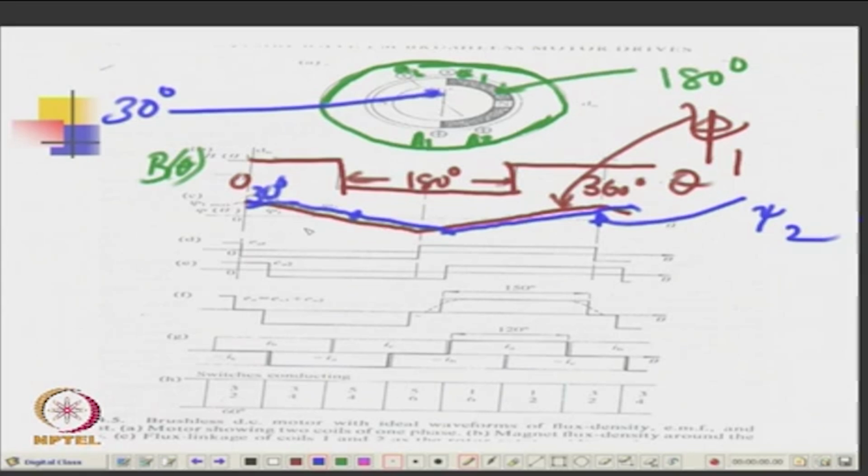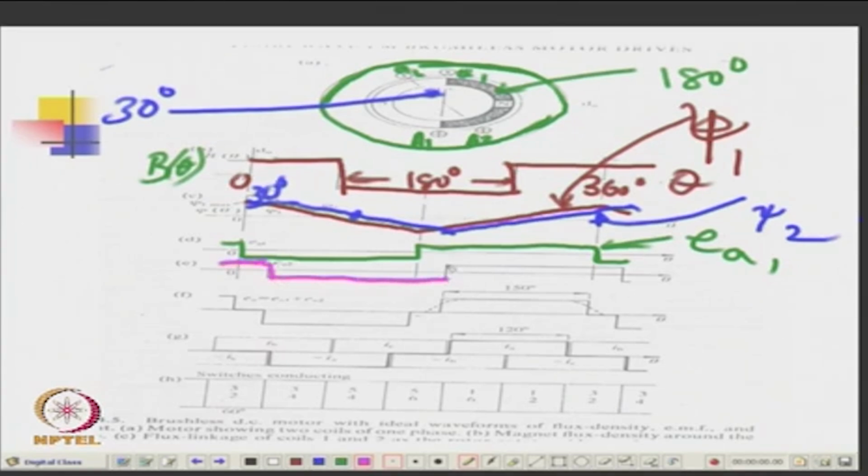Now, what will be the voltage induced in them? As it rotates, after all that flux linkage, what will be the nature of the voltage induced? From this one it will again be a triangular wave of flux linkage that leads to this, EA1, is it not? I am not telling very complicated things, I hope. And what will be the second one? The voltage induced in the other winding will be shifted by 30 degrees.